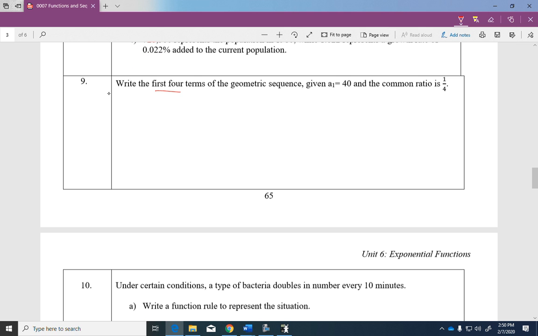Write the first 4 terms of the geometric sequence. First 4 terms. First term, second term, third term, fourth term. Set yourself up for success. Don't write the 0 term. They're not asking for it. First 4 terms. And look at this. They're telling me my first term. A sub 1 stands for first term. The first term is 40. What is happening? The common ratio is 1/4. It means I keep on multiplying by 1/4.